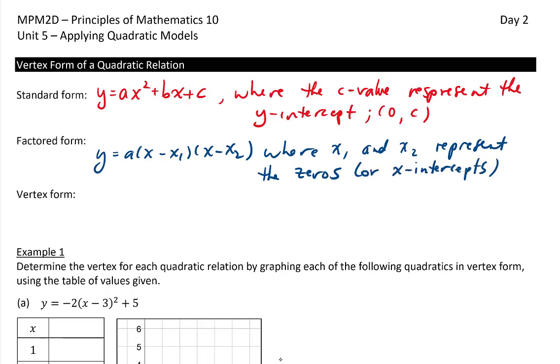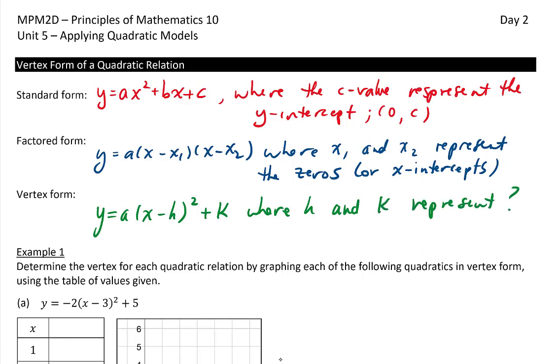And the final form we're going to look at is vertex form. Vertex form looks like this: y equals a(x minus h) squared plus k. And there's two parameters here, where h and k represent something we're going to look at today. So first let's look at how to graph equations in vertex form.